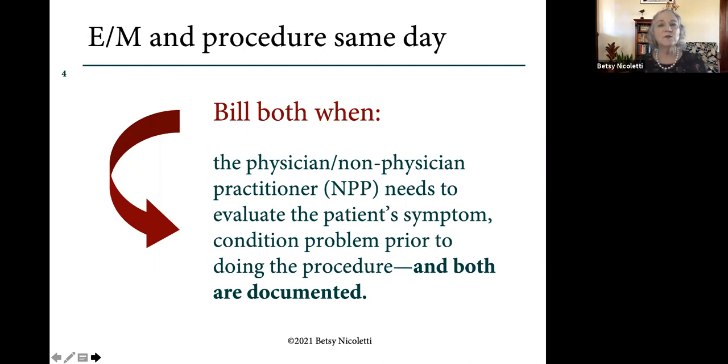So a patient who comes in with dysfunctional uterine bleeding and postmenopausal, maybe cramping and pain, you evaluate the patient and you're thinking about whether you're going to do an ultrasound or some other diagnostic test, and you decide to do an endometrial biopsy. If you do that endometrial biopsy today, you bill both for the E&M service and for the endometrial biopsy.